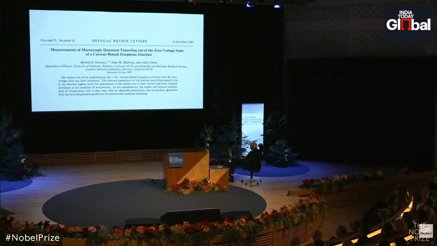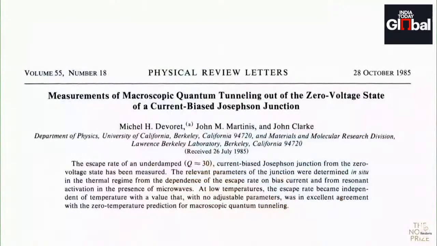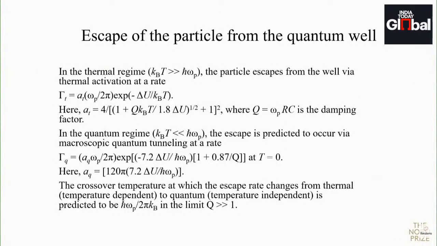Well, now let's move on to our second paper, which was published just 3 weeks later: "Measurements of macroscopic quantum tunneling out of the zero voltage state of a current biased Josephson junction." So once again, I will go through this paper and mostly focus on showing the figures, and some of the details I won't have the time to go through.